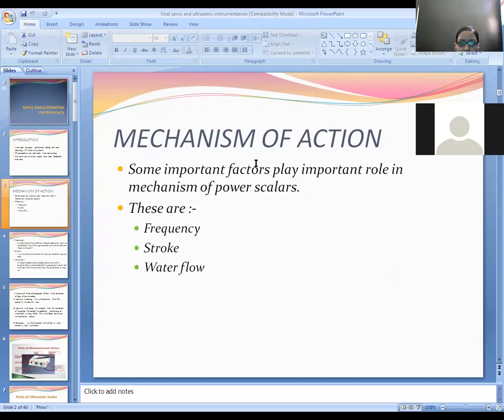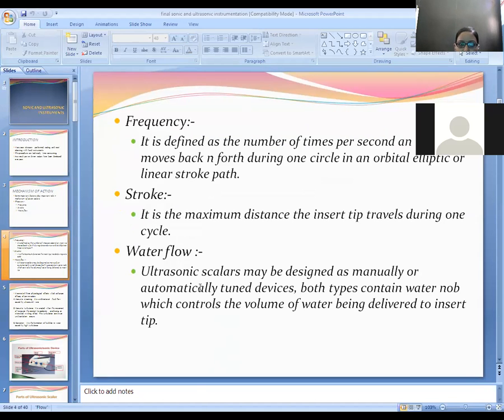What is the mechanism of action of the ultrasonic instrument? Some important factors play a role in the mechanism of power scalers. These are the frequency, stroke, and the water flow. What is frequency? Frequency is defined as the number of times per second an insert tip moves back and forth during one cycle in an orbital, elliptic or linear stroke path. Then stroke is the maximum distance the insert tip travels during one cycle.